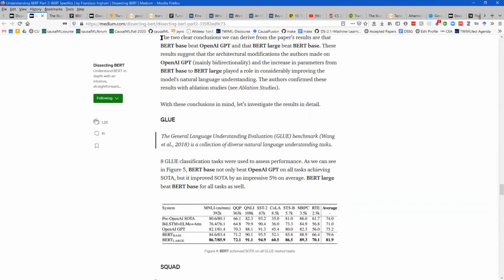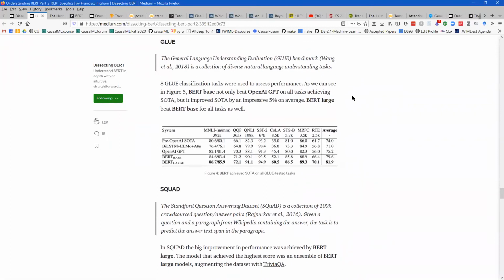So then he mentions the 2 clear conclusions from the BERT paper: BERT base beats OpenAI GPT, and BERT large beats BERT base, which of course you expect since it's almost twice as big. But the idea is that the architectural modifications they made on OpenAI GPT, and I didn't realize that the BERT authors' goal was basically to improve on GPT by adding this bidirectionality piece. So the conclusion of the paper is bidirectionality really helped a lot.